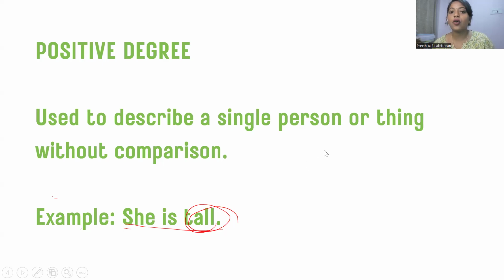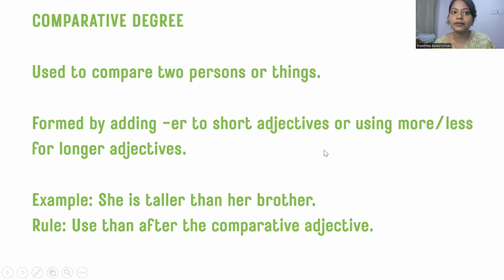Okay, so when it comes to the comparative degree, that is the second form, it talks about two persons. So here we compare two persons, or two things. So when the adjective is added in the sentence, we use er after the adjective. Okay? So here we are adding er at the end of the adjective. For example, longer, more or less. So it talks about that.